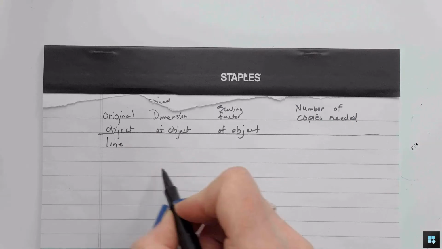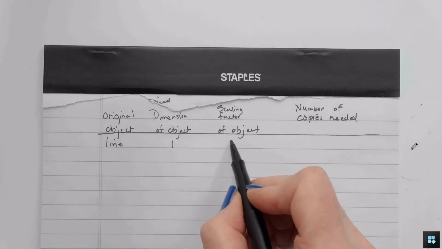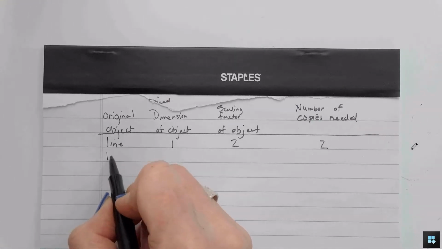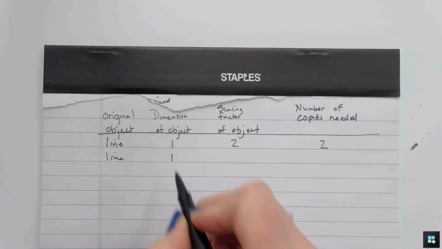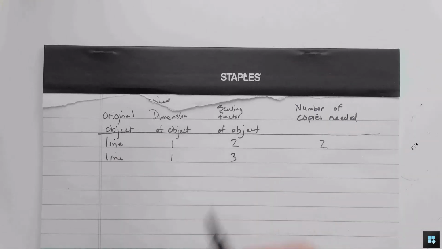So we took a line, which is 1 dimension, and we made it twice as big, and it took 2 copies. Then we did another line, which is 1 dimension. This time we scaled it 3 times as big. So our scaling factor is 3. It took 3 copies.